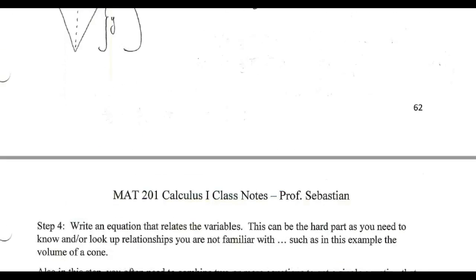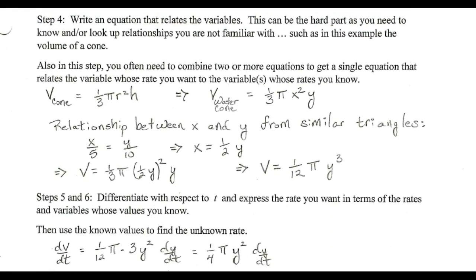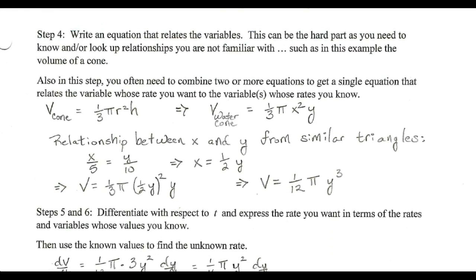Okay, so in this first step, we drew our picture, we labeled the things that were changing, which were x and y, and then we write down what we know and what we want. We know that the volume of water in the cone is changing at 9 cubic feet per minute, because that's how much water is coming in. And we want to know how the water level is changing: what is the rate dy/dt, the depth of the water, is changing when y is equal to 6 feet. Okay, so in step 4 now, we have to write an equation that relates the variables.